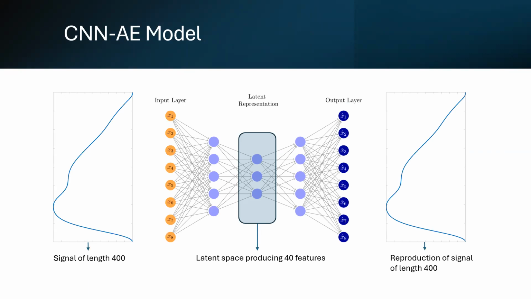What we suggest is a CNN autoencoder model, where we insert a signal that is normalized to a length of 400. The default inside the data set is 100. We upsampled it to 400 without losing the behavior of the signal itself, and we inserted it into a CNN autoencoder, where different filters were able to extract different types of data.